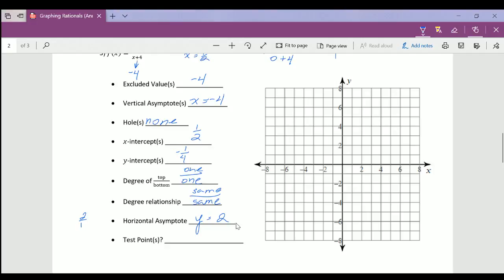Okay. Let's go ahead and put this down. Maybe we'll do a test point this time. Maybe we won't. Let's see. -4 is our vertical asymptote. That is a positive 2, it looks like, I think, still. So we'll put that way up here.